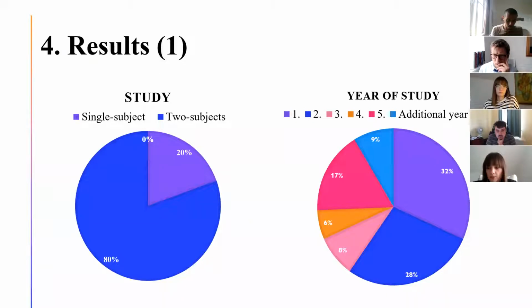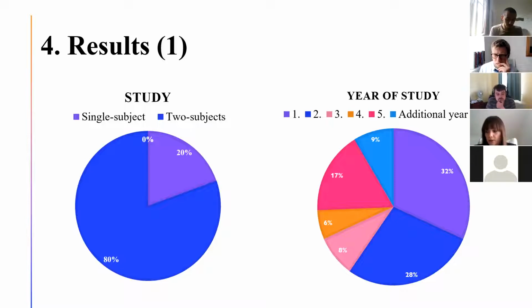Regarding the participants, it should be said that 20% of students attend single major history studies, while 80% of them attend double major studies. According to the representation by years, most of the students in the study attend first and second year of undergraduate study, and about 50% of students are male and about 50% are female.